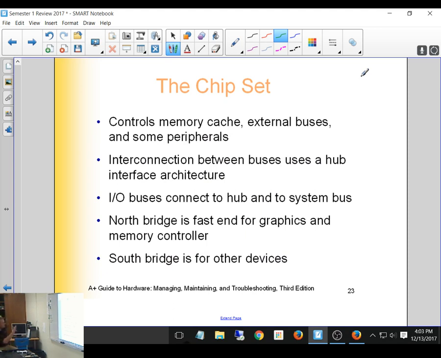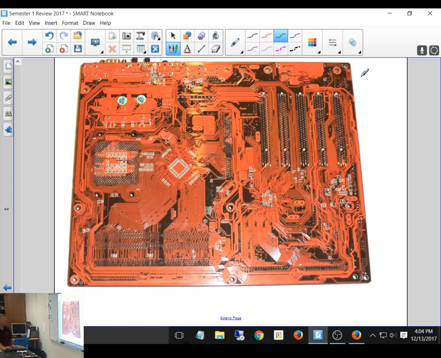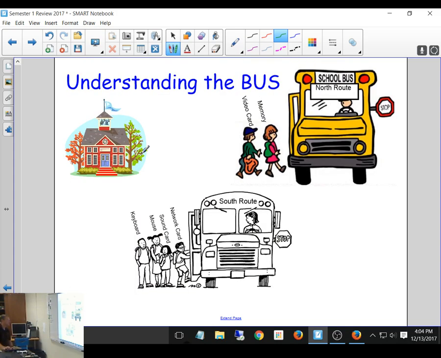The chipset, we already said, controls the memory cache, the external buses, the peripherals, and how all that information gets around the motherboard to the CPU. And so the chipset's totally in control. Small amount of processing going on there, but there is processing. But it's how that information gets around the bus or the whole board and back to, in that case, where the CPU socket is, back to the CPU.